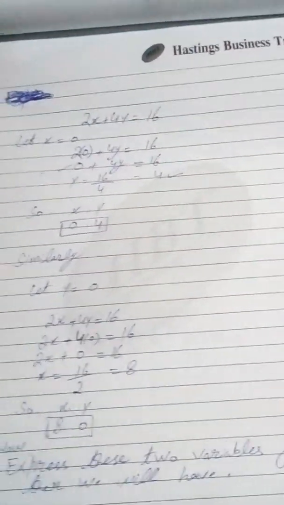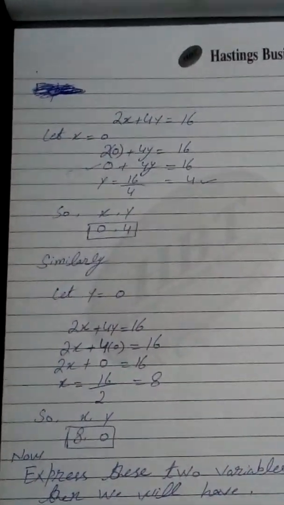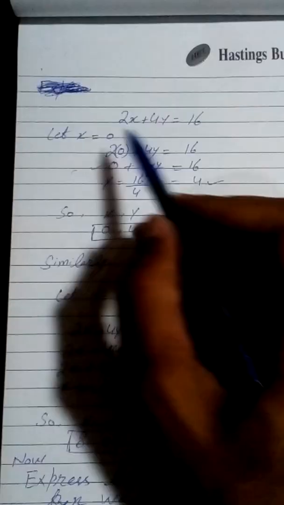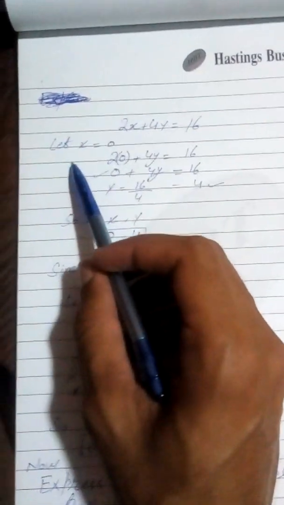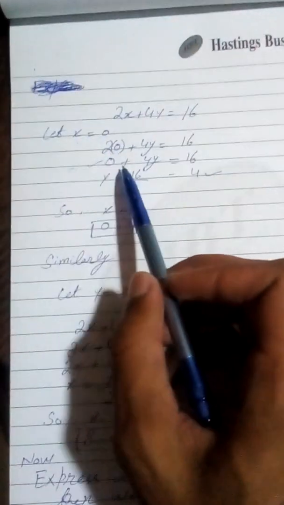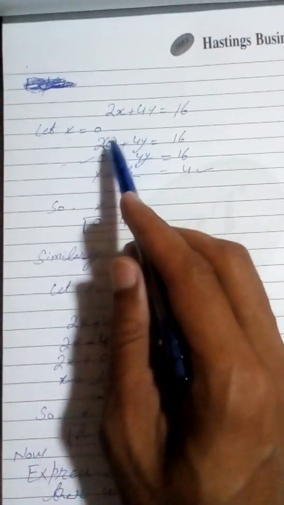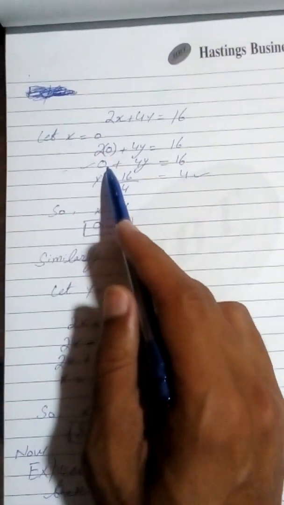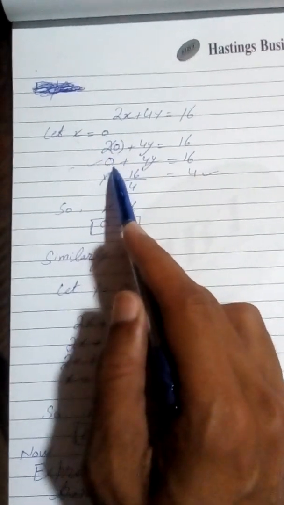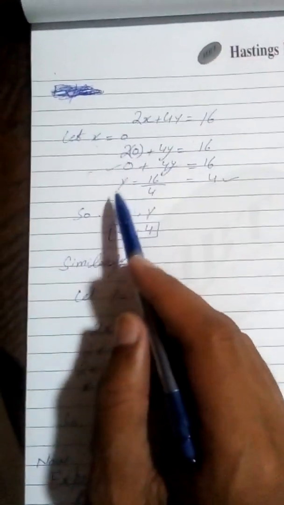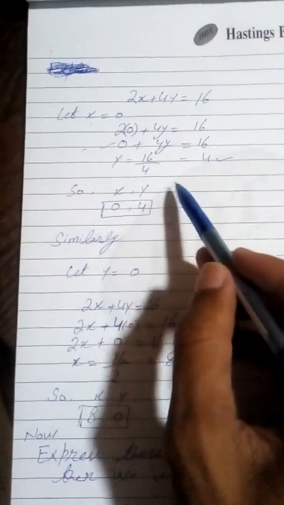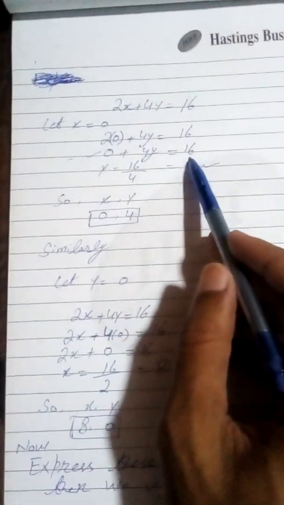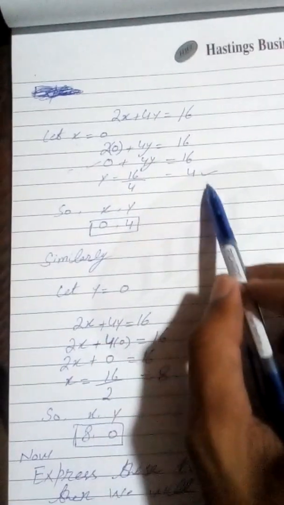I have solved this question before, so you can understand how we have applied this statement of graph on this question. For example, we have this question: 2x plus 4y is equal to 16. Let x become 0. By putting the value of x in this statement, we write 2 multiplied by 0 plus 4y is equal to 16. So it becomes 0 plus 4y is equal to 16. By rearranging the formula and dividing, we will get the answer 4. This value, 4, is the answer of y.